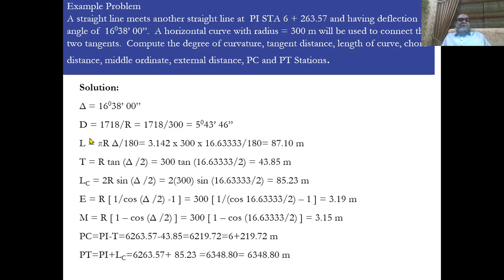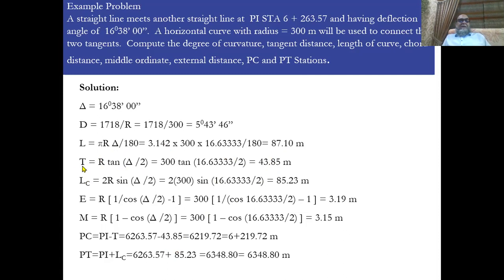Now, I have delta 16 degree 38 minutes. I can always find the degree of the curve because the radius is given to me. Remember, we had calculated these in feet, but since all units are in meter, we'll use 1718 divided by R. So we'll get the degree of curvature. Then the tangent distance. T is equal to R tangent delta by 2. R is known to me, delta is known to me, so T can be found out. Length of the curve is pi R delta over 180. Again, all of them are known to us. That's why we find the length of the curve is 87.10 meter.